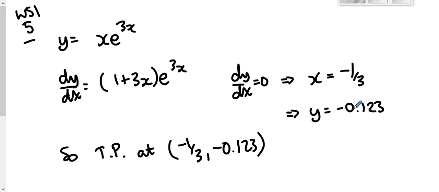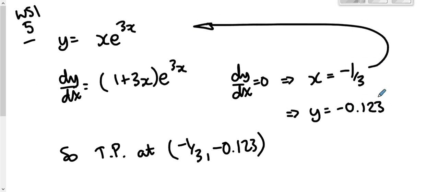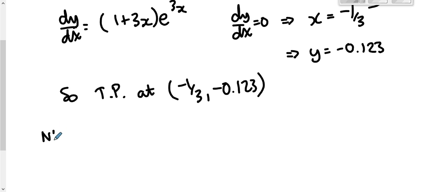Y is minus 0.123, substituting that back into the original function to give us the xy pair, which we've put down here. So we know the turning point is at this point. The next bit is to find the nature. And we find the nature by finding the second derivative, d2y by dx squared.